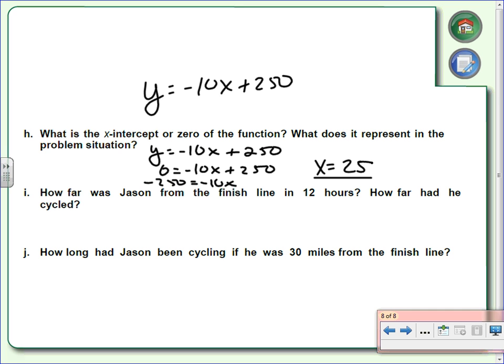We're in y equals, you already typed in the equation, right? Right next to the 12, we see, what's that number again? 130. So in other words, he's 130 miles from the finish line after 12 hours starting the race. 130 miles.